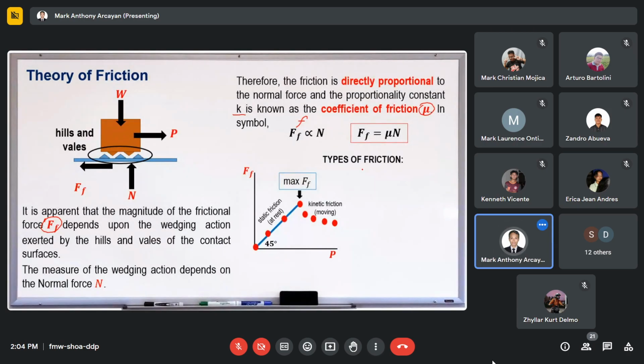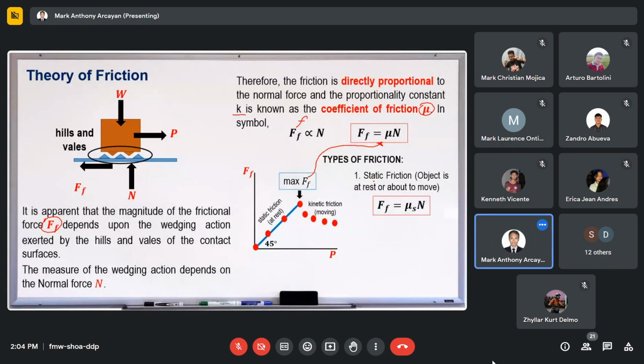Now, there are two types of friction. This is based on the graph we drew earlier. We have the static region where our object is at rest, then there is a maximum point wherein it transitions from static to kinetic. After it overcomes the maximum frictional force, F_F, which is equal to this formula, the object now moves. So it is called kinetic friction.